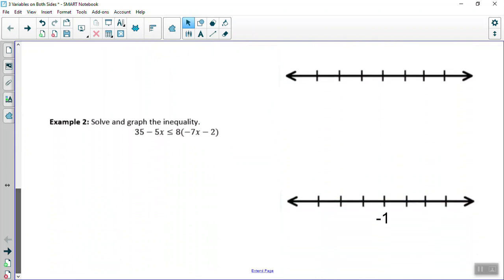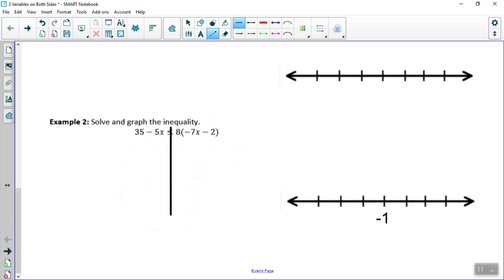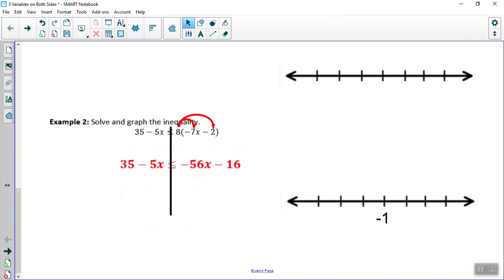Okay, let's take a look at example number 2. This time I see parentheses, so the first thing I'm going to do is distribute. I need to distribute that 8. I'm going to take that 8 and distribute it to the negative 7x. Then I'm going to take the 8 and distribute it to the negative 2. When I distribute, I multiply. So 8 times negative 7x gives me a negative 56x. 8 times negative 2 will give me a negative 16. So there's my negative 56x minus 16.